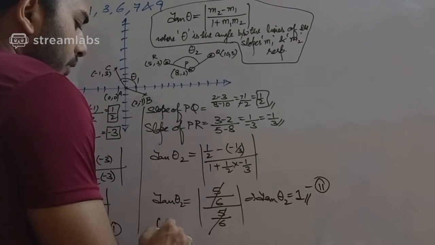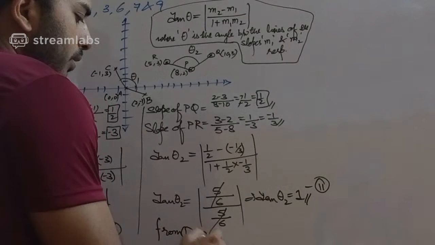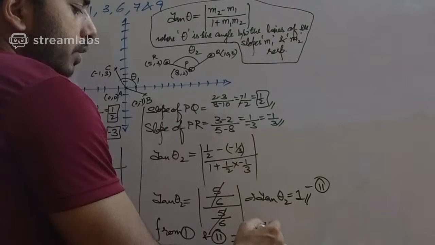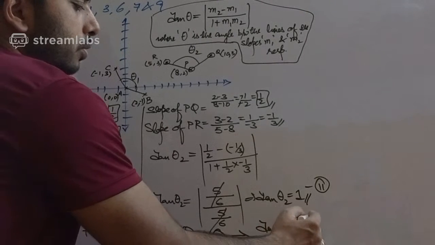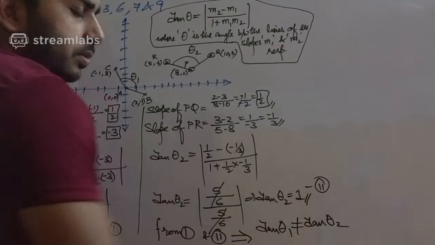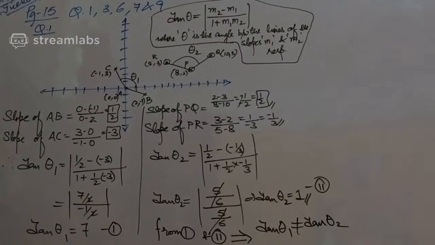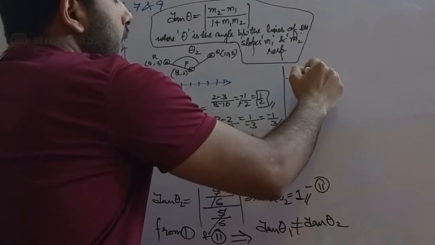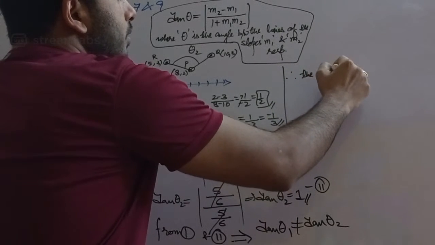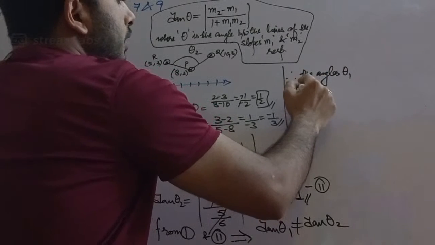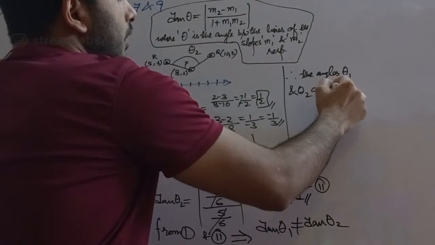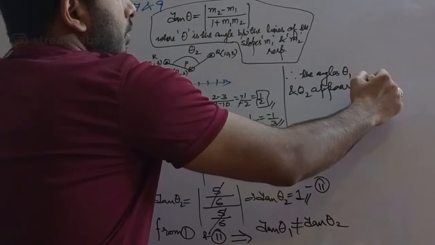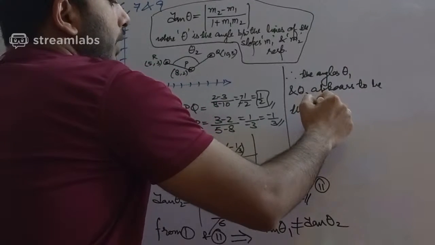So from first and second we can derive something. We conclude what? Tan theta 1 is not equal to tan theta 2. And hence what does it mean? Therefore the angles, although they appear to be the same, are not the same. We can write the conclusion. Therefore the angles theta 1 and theta 2 appear to be the same, but are not actually.